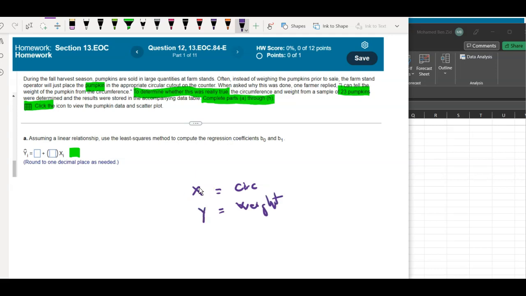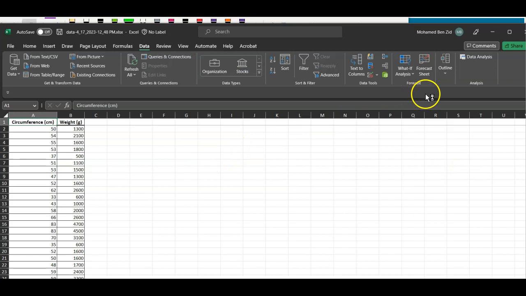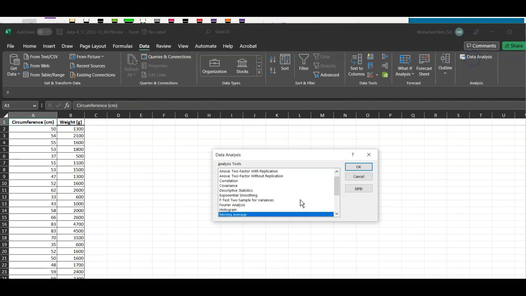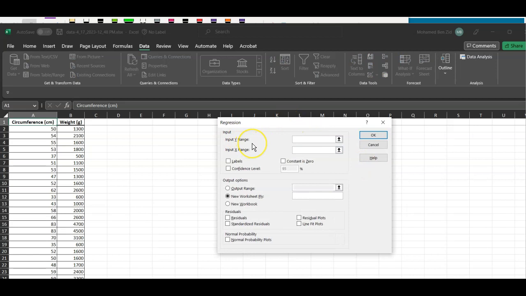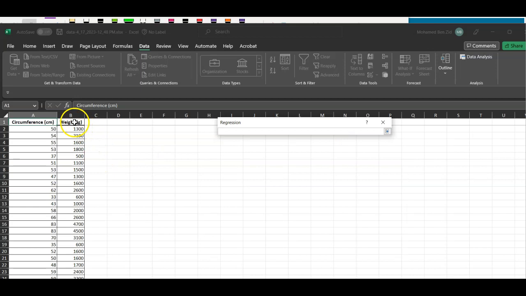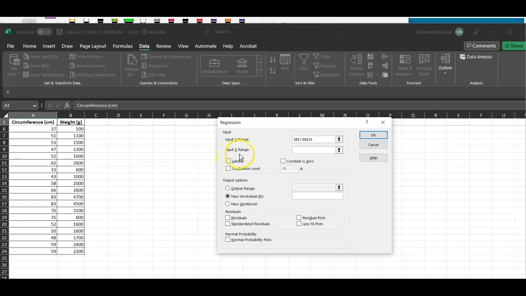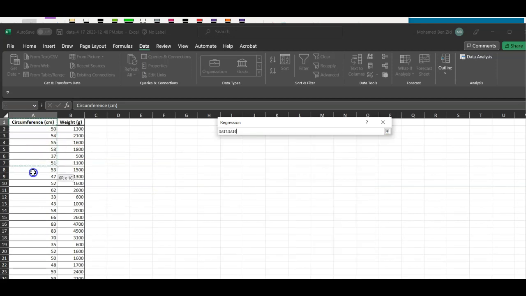Okay, once you go under the data tab, you go to data analysis and you select in the new window regression, which should be all the way at the end. Then we're going to select the y range, and the y range is the weight. So I'm going to select the label as well and select all the way to the bottom. For the x inputs, we're going to do similarly. We can double click as well, and we get the circumference over here.